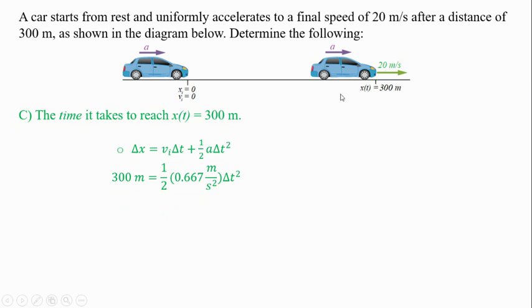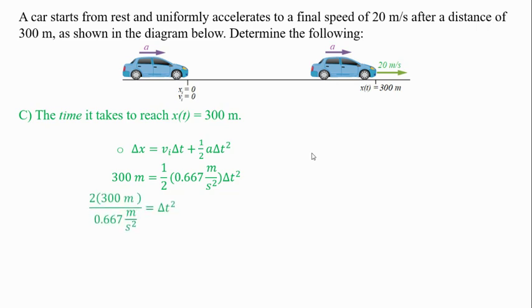Vi will get crossed out because it starts at rest, and then a is known, so the only unknown variable here again is t squared, which is what we're trying to find, because part C is to find the time it's required for the car to speed up to the 300 meter mark.